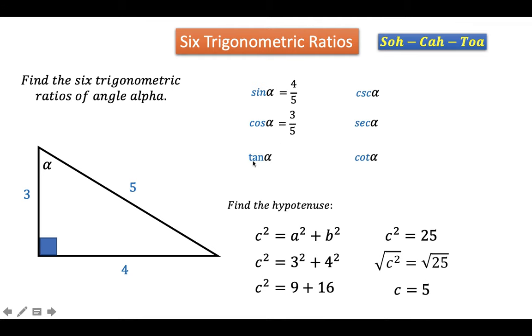And to get tangent alpha, we take the opposite over the adjacent. The opposite of alpha is 4, the adjacent is 3, so the ratio is 4 over 3. Then to get the other trigonometric ratios, csc or cosecant alpha is the reciprocal of sine alpha. The reciprocal of 4/5 is 5/4. Then secant alpha is the reciprocal of 3/5, which is 5/3. And for cotangent alpha, that is the reciprocal of 4/3, which is 3/4.